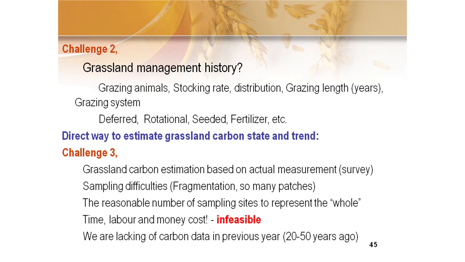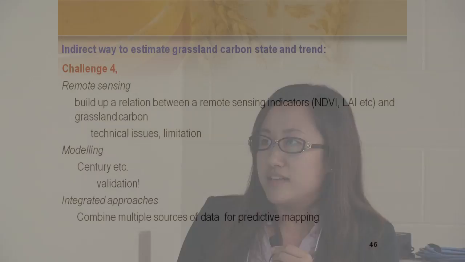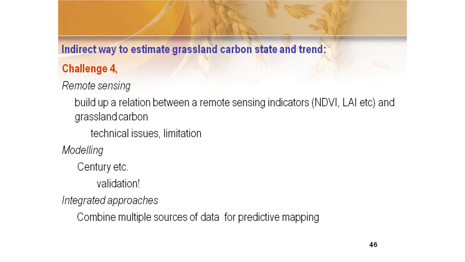There's also the time, labor and money cost. Another problem is we are still lacking carbon data from previous years. Because we don't have this kind of data, it's hard to make a comparison to previous years and know the trend. And this one is the indirect way. I summarized three ways to make it possible. The first is remote sensing and modeling, or integrated approaches.